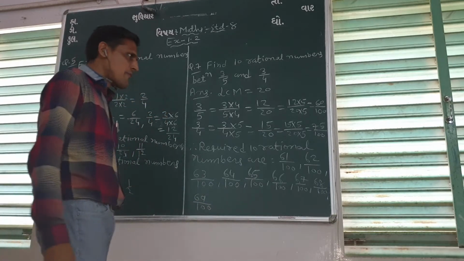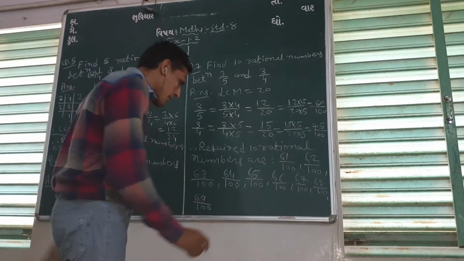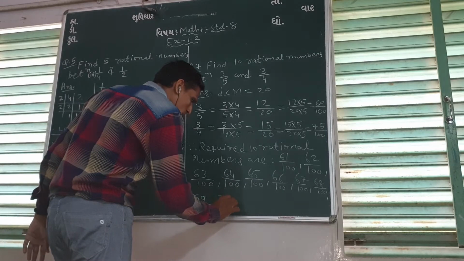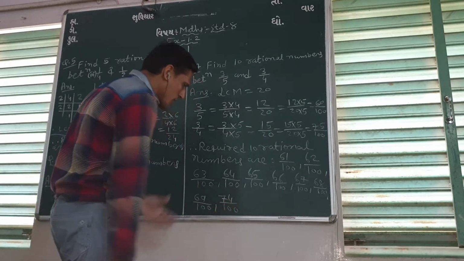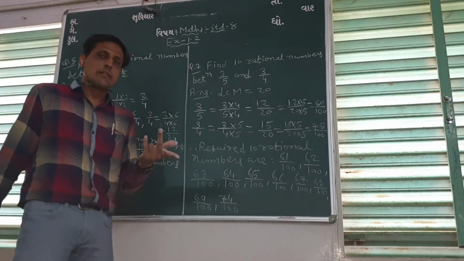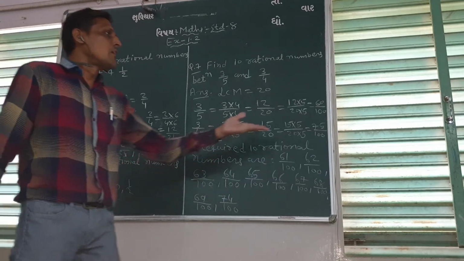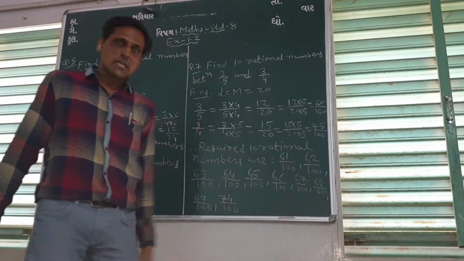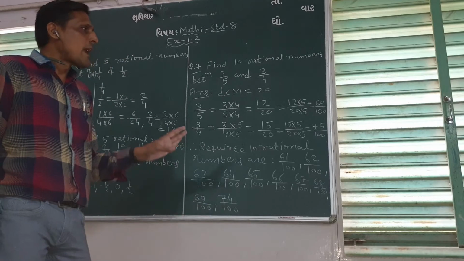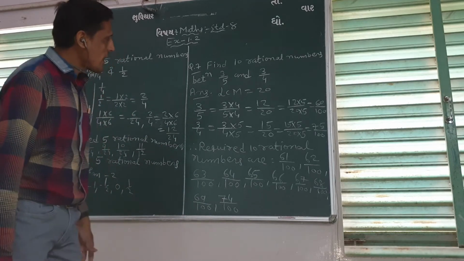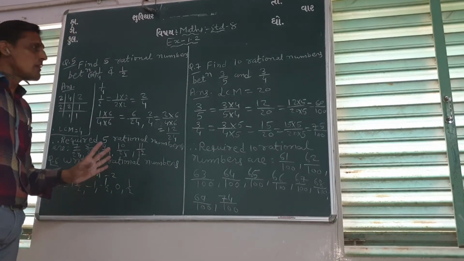Right? And after that I can write 74 by 100. Not necessarily do I write 70 by 100. So 74 by 100 we can write. Any 10 we can write. Okay, I am explaining this again.